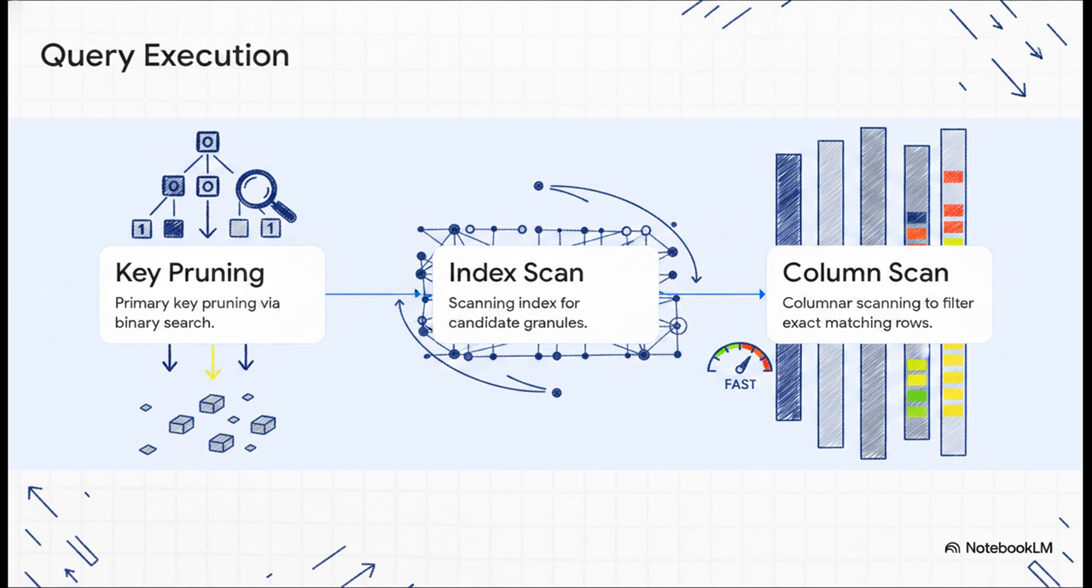When you run a query, let's say you're searching for a specific service in the last 10 minutes. ClickHouse doesn't just scan everything. No way. First, it uses primary key pruning via a binary search to drop irrelevant data parts instantly. Boom, gone. Second, it scans the index to identify candidate granules that might actually contain your data. And then finally, it performs columnar scanning only on those specific candidate granules to filter out the exact matching rows. It brilliantly skips irrelevant data, saving just massive amounts of compute. It's kind of like finding a specific book in a massive library, not by checking every single shelf, but by instantly teleporting to the exact row and section you need.